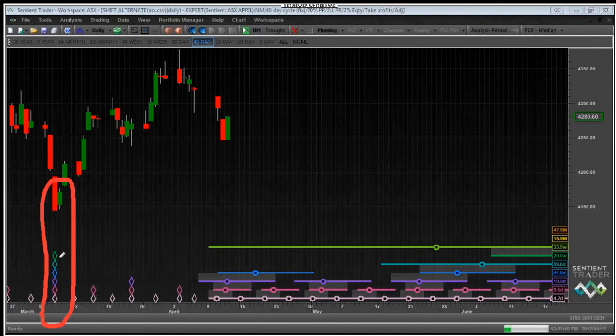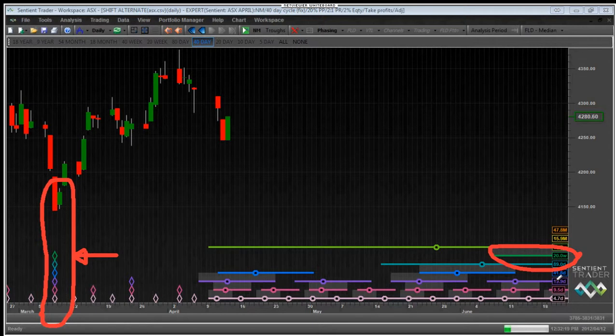Here is a pile of diamonds over there under a date early in March, 6th or 7th of March. That pile of diamonds indicates that the software Sentient Trader believes that a trough of the 20-week cycle occurred in the first week of March. How do I know it's 20 weeks?